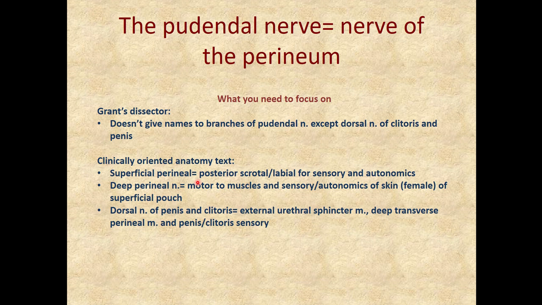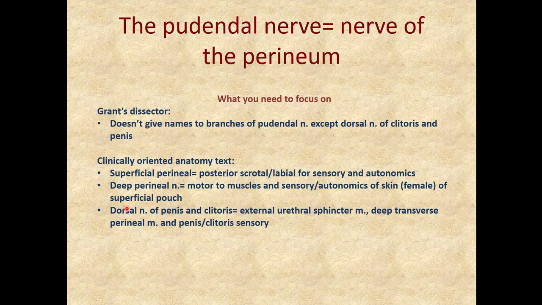So I want to point out a discrepancy amongst materials that you have. If you look at the Grants Atlas, it doesn't name any of the pudendal nerve branches, but if you look at some other figures, they give names to superficial perineal and deep perineal. And the only ones that you need to be aware of is the pudendal nerve as it courses through the ischioanal fossa. It is going to divide into branches that are going to bring innervation to the superficial space or the deep space for sure.